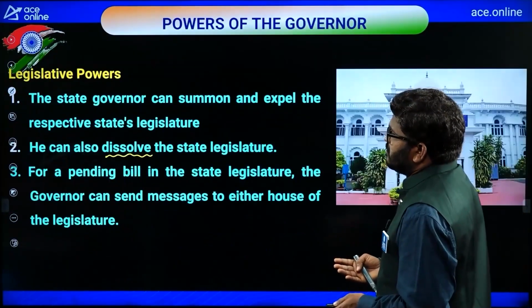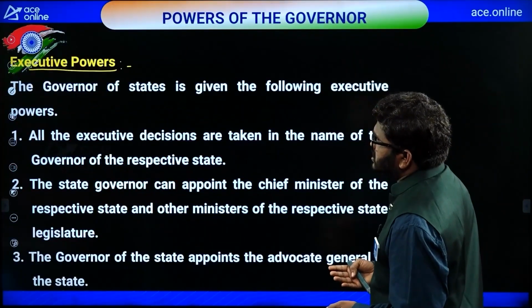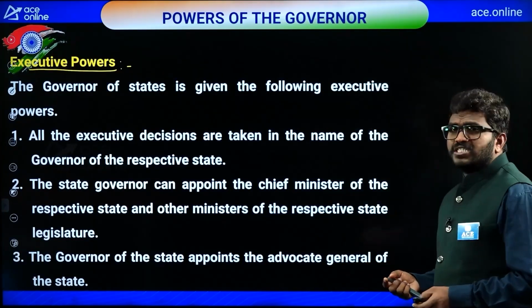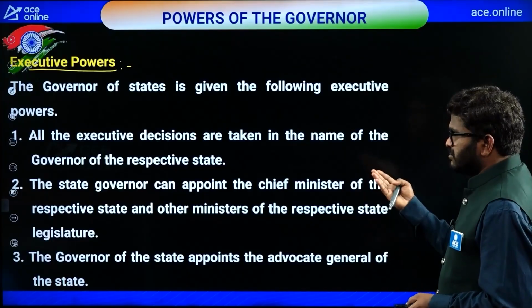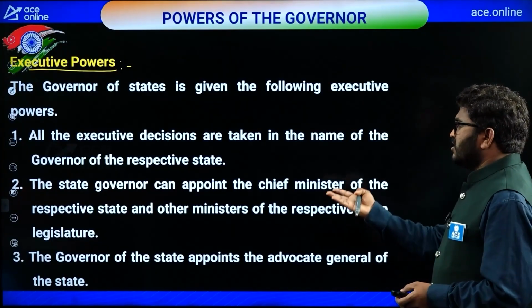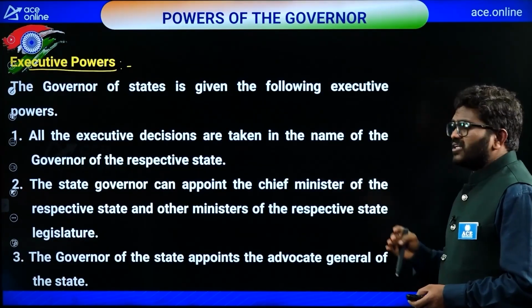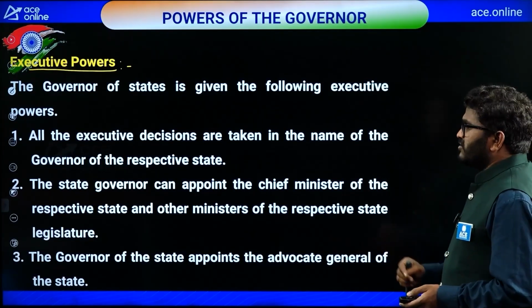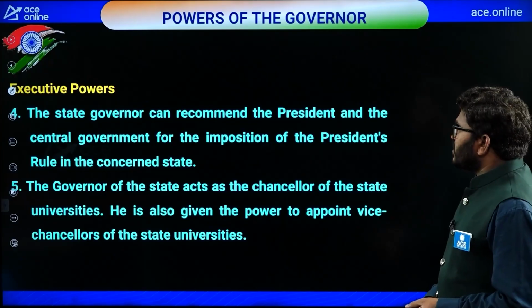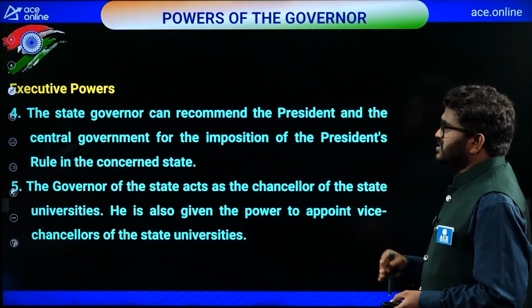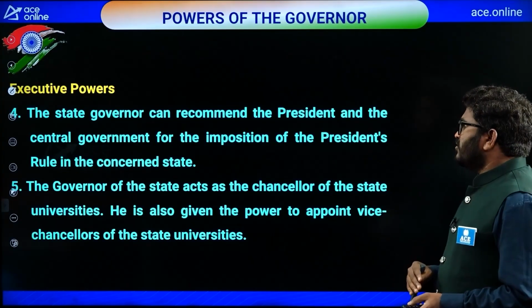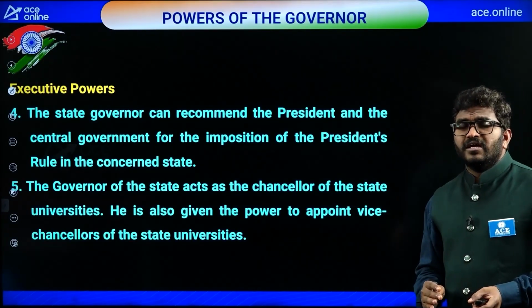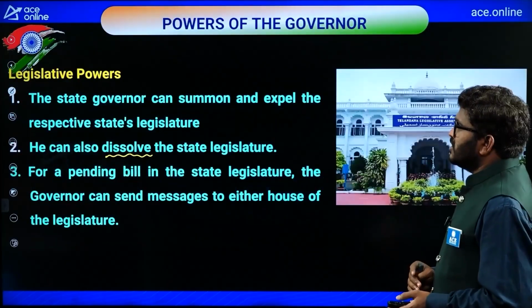So see here, some executive powers and some legislative powers. Executive powers: whatever decision is taken by the state government is taken in his name only. The state governor appoints the chief minister and other cabinet ministers at state level. The state governor appoints the advocate general of the state. The state governor recommends to the president to impose president's rule. The state governor acts as chancellor of a state university and he will appoint the vice chancellors, right?